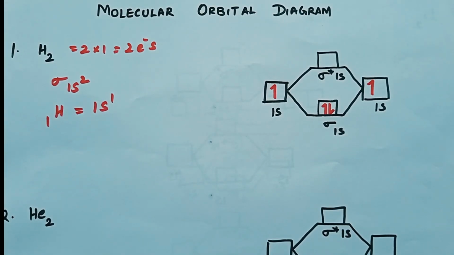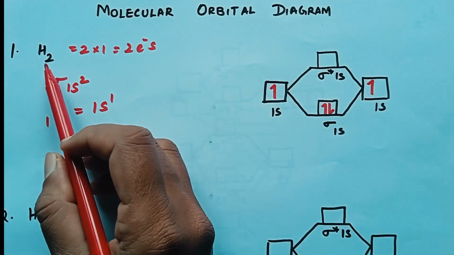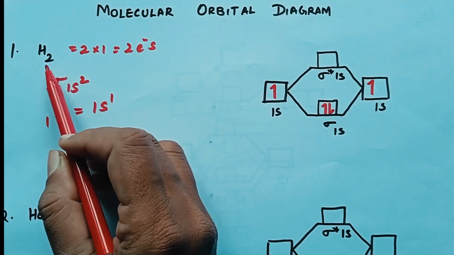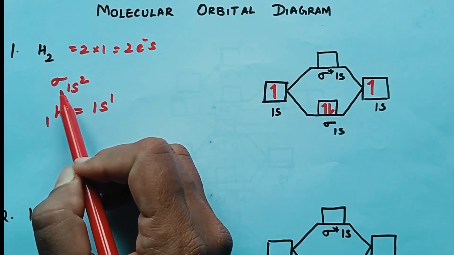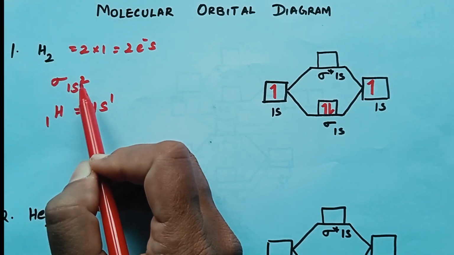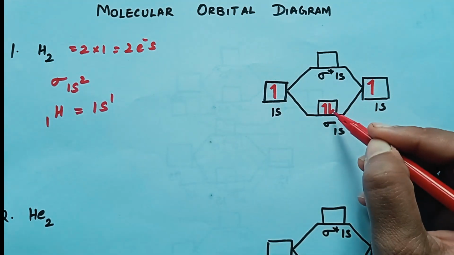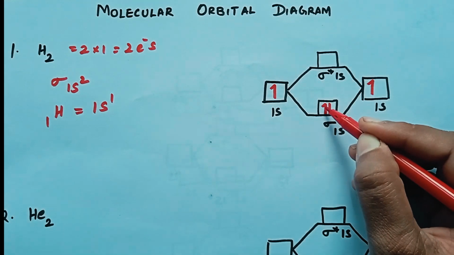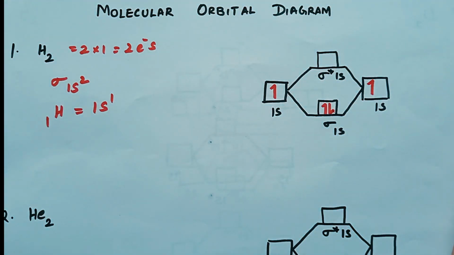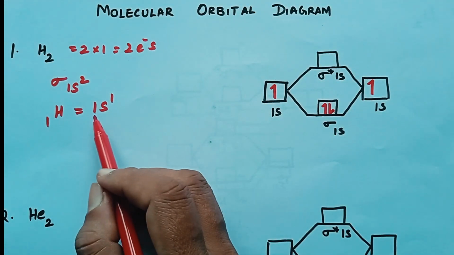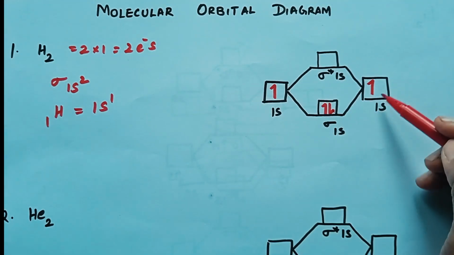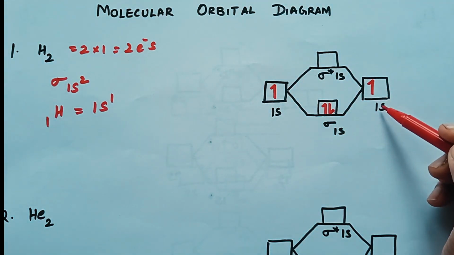Now we will see how to draw the molecular orbital diagram of hydrogen. Hydrogen has two electrons, so 2 into 1 is 2 electrons. Since H2 is a molecule, the electronic configuration will be sigma 1s2. So we have to fill the lowest energy level, sigma 1s, with 2 electrons. In the atomic orbital we have only one electron for one hydrogen atom, so we fill one electron in the 1s orbital.